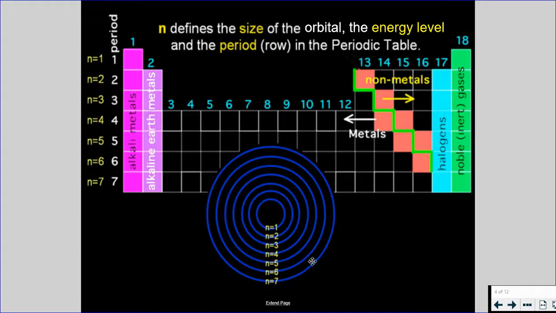So for instance, principal quantum number 1 would be the same as this shell here in the Bohr-Rutherford diagram, or 2, 3, 4, 5, 6, and 7. This also corresponds to the period of the periodic table. So elements in the first period will have an energy level of 1, or a principal quantum number of n equals 1. Elements in the second period will have a principal quantum number of n equals 2, and so on.